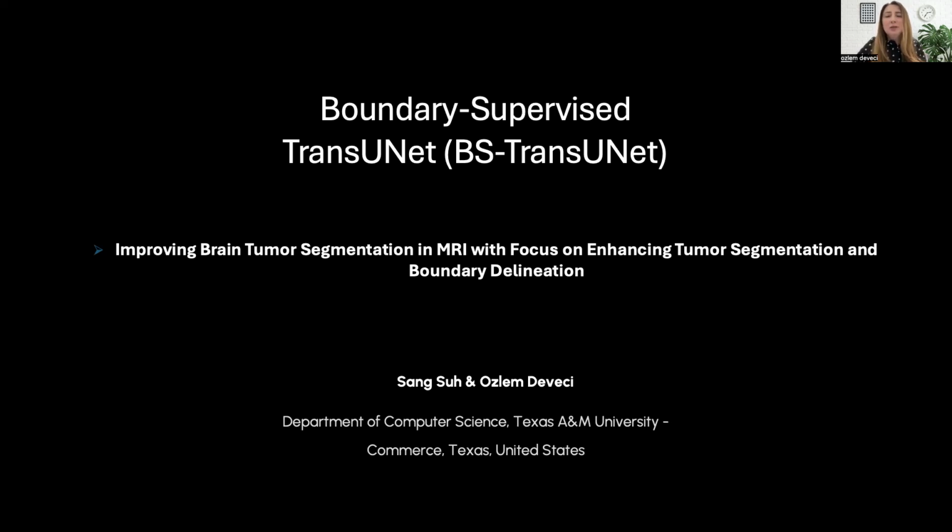It's a pleasure to be here today to present our study on boundary supervised TransUNet. My work focuses on a critical application of deep learning, improving the segmentation of brain tumors in MRI scans, with a specific focus on solving the problem of accurate boundary delineation.